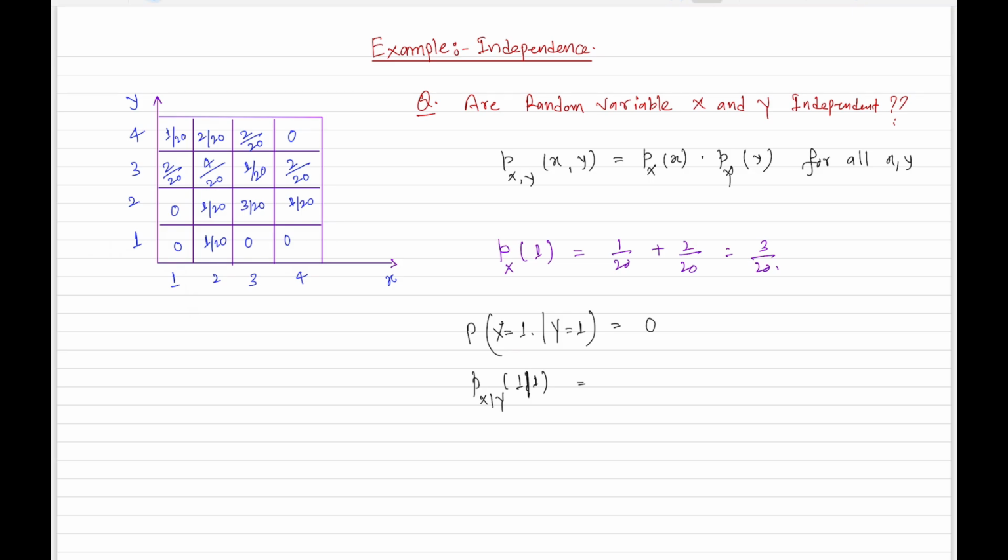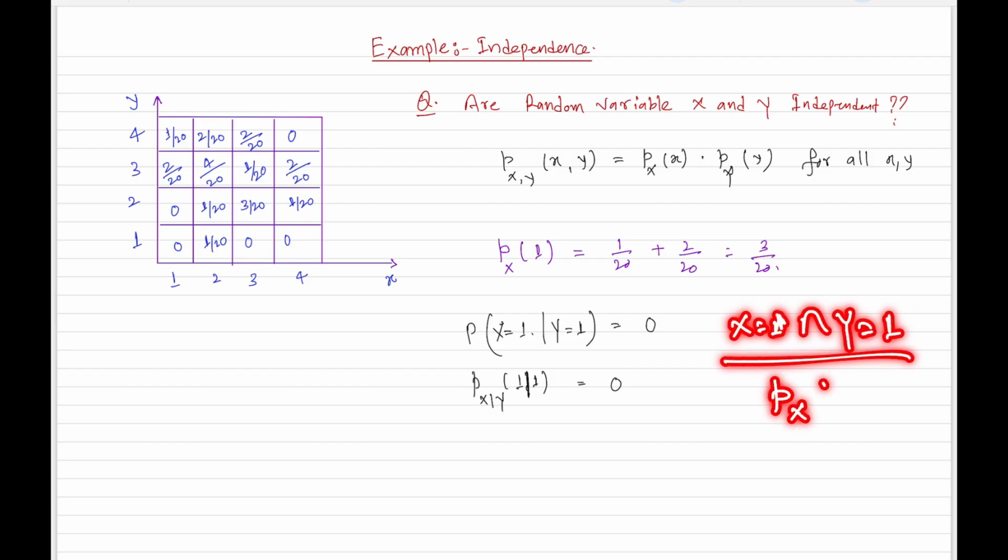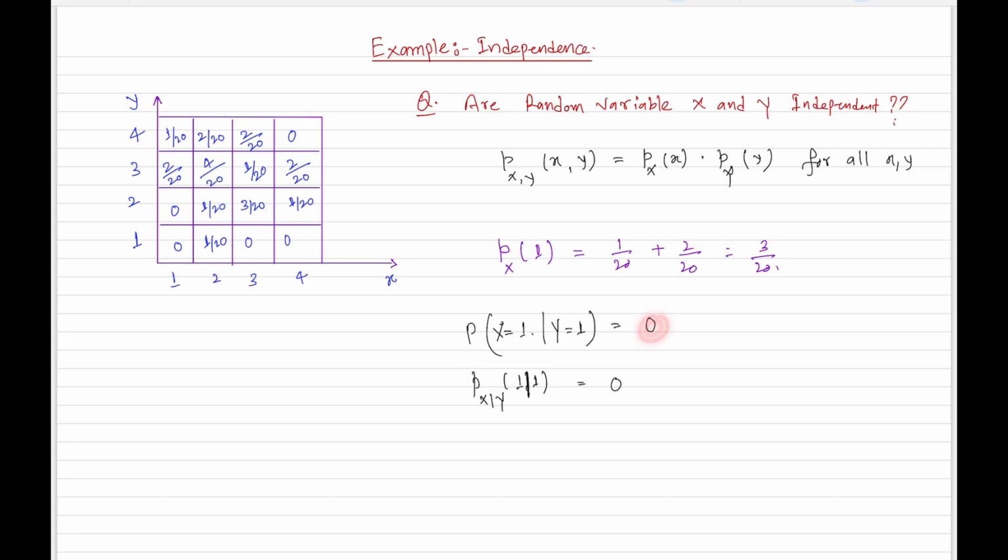Or you can look at the same thing using the formula of the conditional probability: x takes the value 1 intersection y takes the value 1, divided by the conditioning probability that random variable y takes the value 1, right? So this probability is 0, so overall this probability will be 0. You got the point, right?